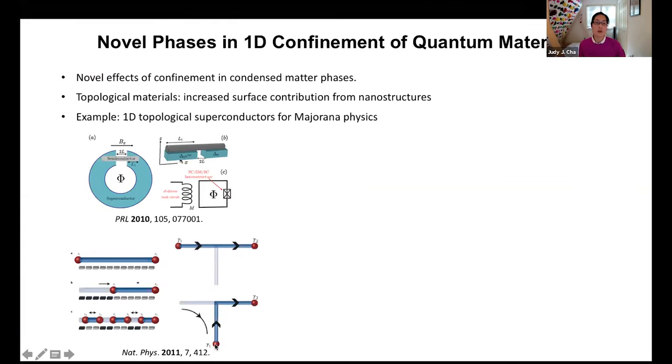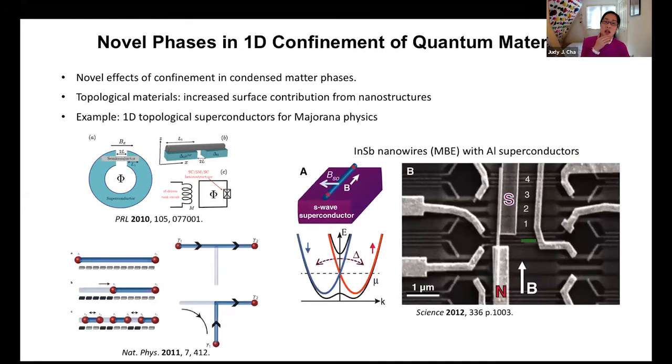Following that, the first experimental attempt to do this was by Leo Kouwenhoven's group at Delft, using MBE-grown indium antimonide nanowires and putting on aluminum superconductors. I think the key premise is making one-dimensional nanowires of topological superconductors and trying to really realize these Majorana bound states for quantum computation. As somebody who works in this field, I'll be the first to say that there are a lot of challenges.